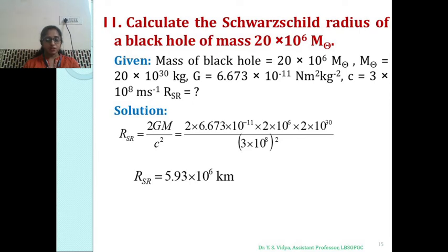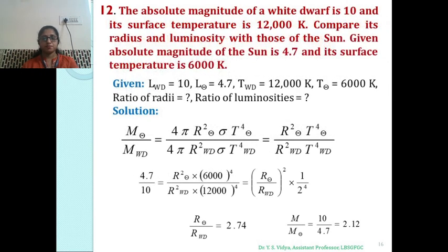Then we have to calculate the Schwarzschild radius. The Schwarzschild radius is given by 2GM divided by c squared. Just substitute those values and we get the Schwarzschild radius as 5.93 × 10^6 kilometers.